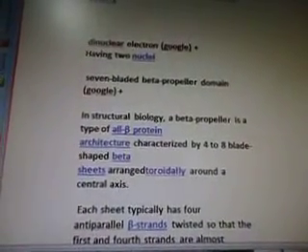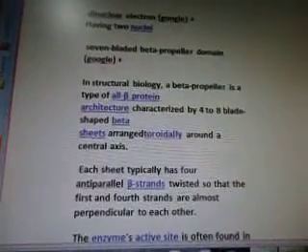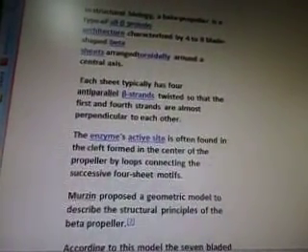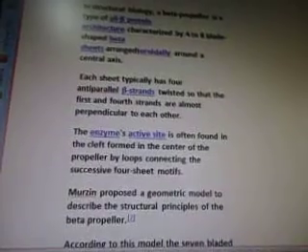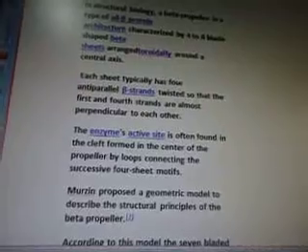7-bladed beta-propeller domain. In structural biology, a beta-propeller is a type of all-beta protein architecture, characterized by 4 to 8 blade-shaped beta sheets arranged toroidally around a central axis. Each sheet typically has 4 antiparallel beta strands twisted. Oh my god, we've got the beta strands and then we've got twisted. The keyword twisted would have been the nanowires. Oh, I didn't even see this before. I've got another formula here. So that the first and fourth strands are almost perpendicular to each other. So this is the structure they want you to do.